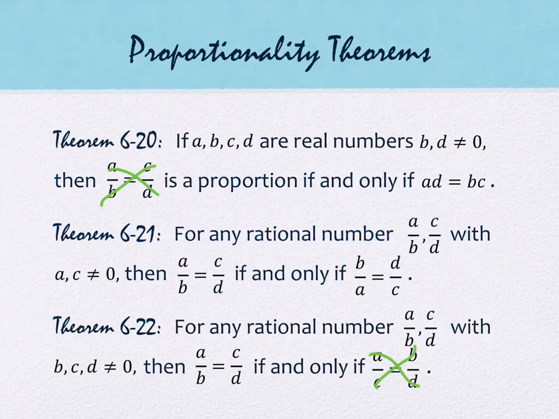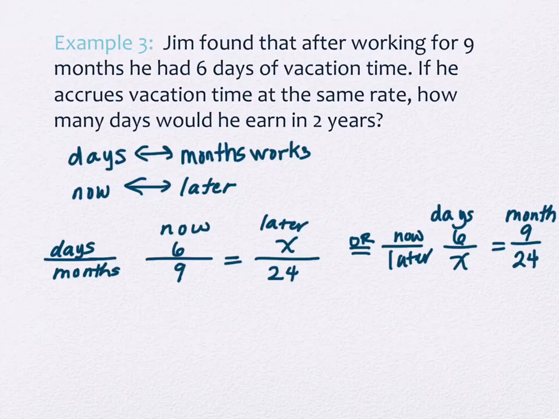This is actually what's going on with this theorem 622. It's saying there's more than one way to set up proportions that are equivalent. So it doesn't matter which one you use, because what's going to happen next is you're going to cross multiply. And when you do your cross multiplication, whoops, that is not what I meant to click on. Let's go with that one.